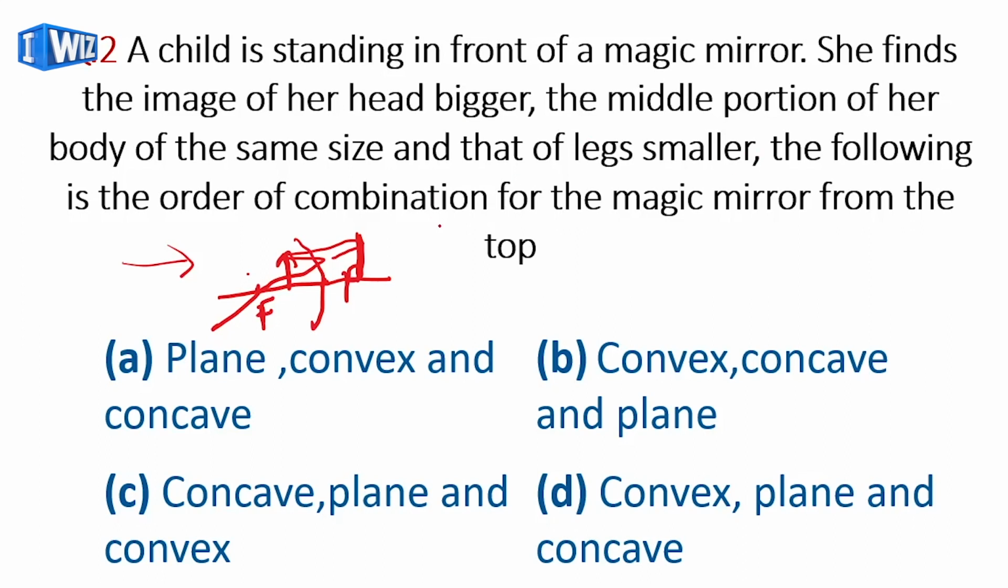The middle portion of our body is of the same size, as I already told you, and the same size is formed only by a plane mirror, because a plane mirror always forms an image of the same size. So what is the correct option from here? This is C1.